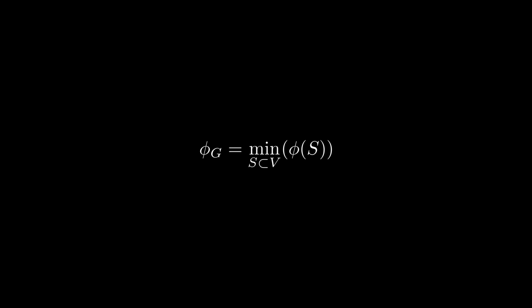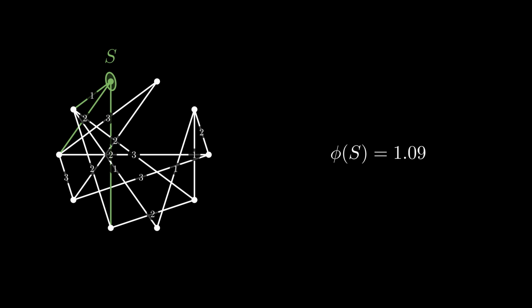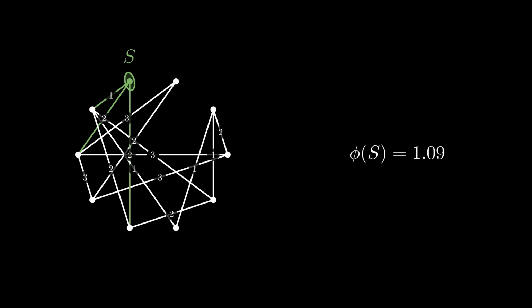The conductance of a weighted graph is then defined as the minimum conductance of any subset of the vertices in the graph. This would look like taking a weighted graph, selecting a subset of vertices from the graph, and calculating the conductance for that specific subset.